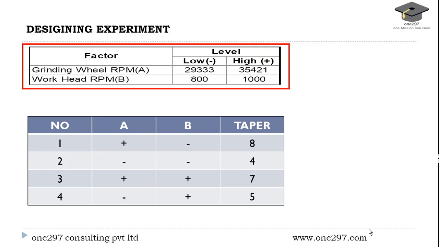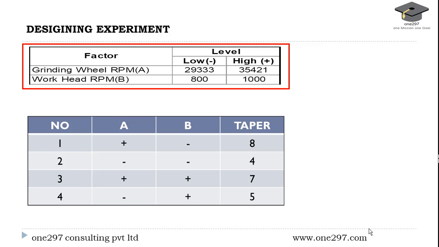As you know from the previous slide, to perform a full factorial experiment, it is 2 to the power k. In this case, our number of factors is 2. So 2 to the power 2 is 4. So there will be 4 combinations. How do the 4 combinations come?